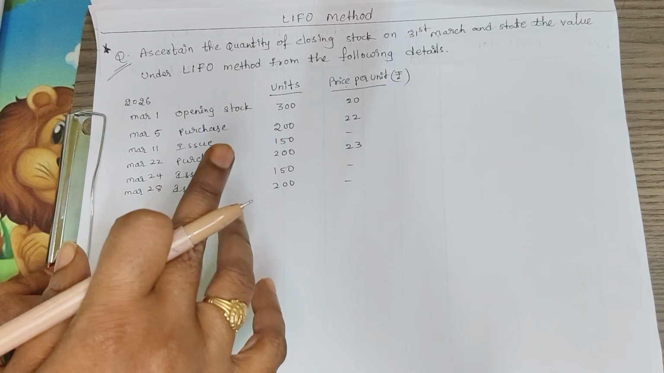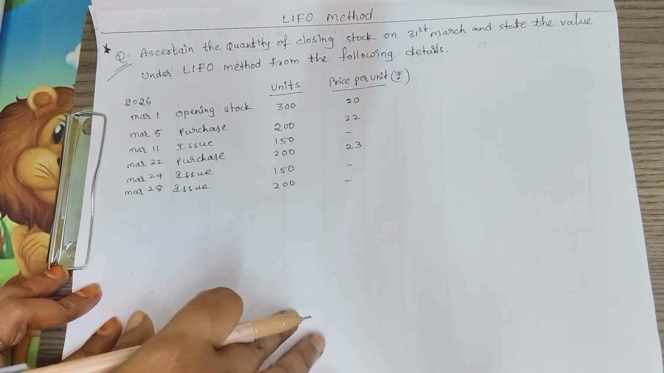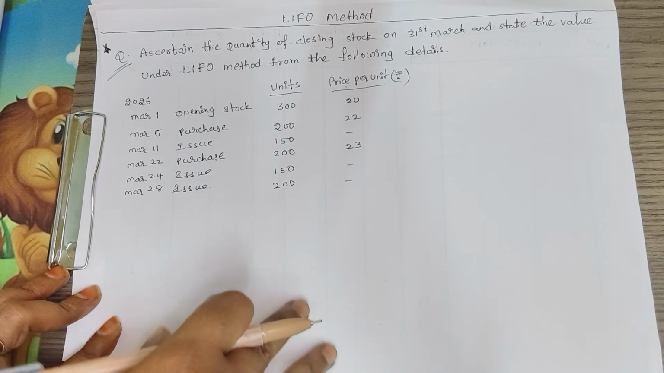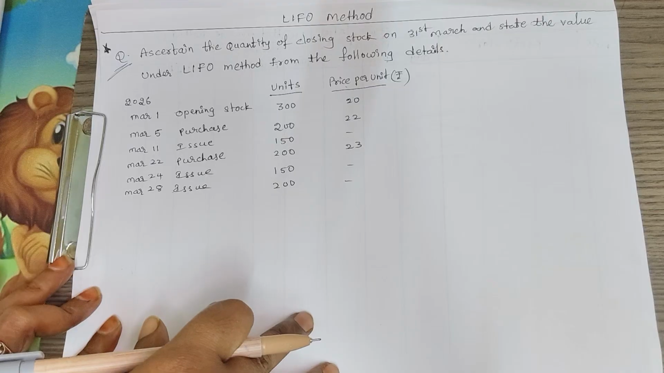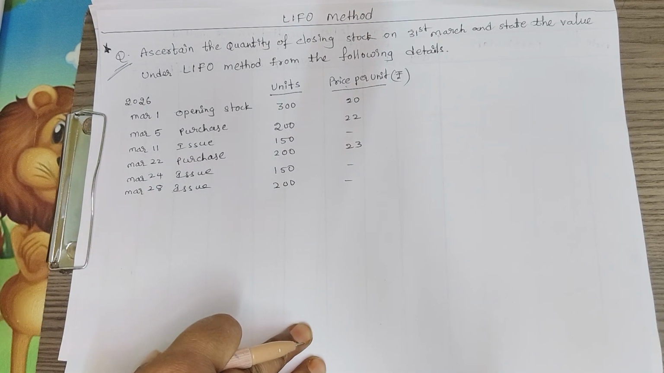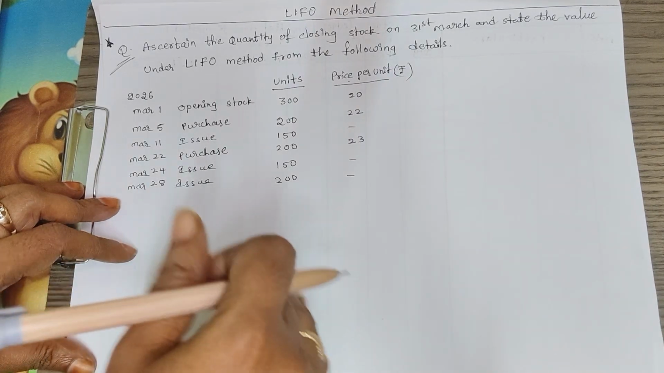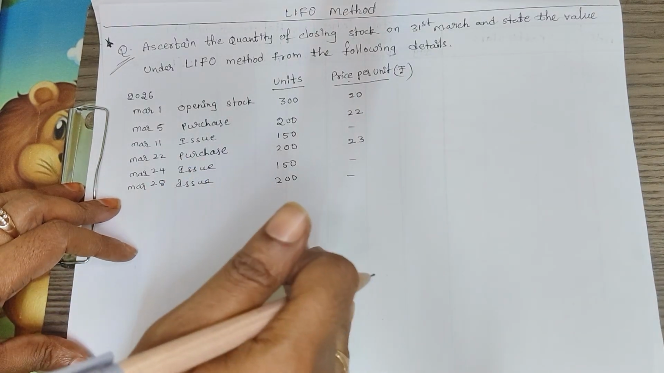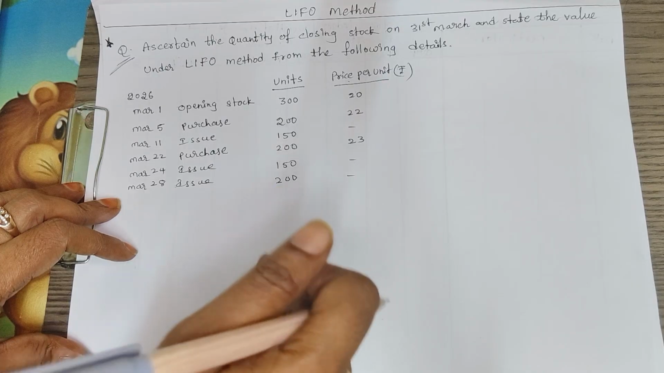Today we'll see the LIFO method, last in, first out. In the last video, we discussed the FIFO method, first in, first out. That is given in the description box. This is the second method of pricing issue and it is very simple. Before doing problems, you need to understand the concept of the LIFO method. It will be easy to calculate the solution.